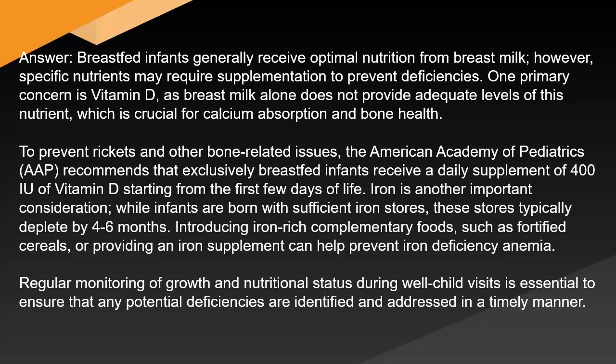Iron is another important consideration, and while infants are born with sufficient iron stores, these stores typically deplete by 4–6 months. Introducing iron-rich complementary foods, such as fortified cereals, or providing an iron supplement can help prevent iron deficiency anemia. Regular monitoring of growth and nutritional status during well-child visits is essential to ensure that any potential deficiencies are identified and addressed in a timely manner.